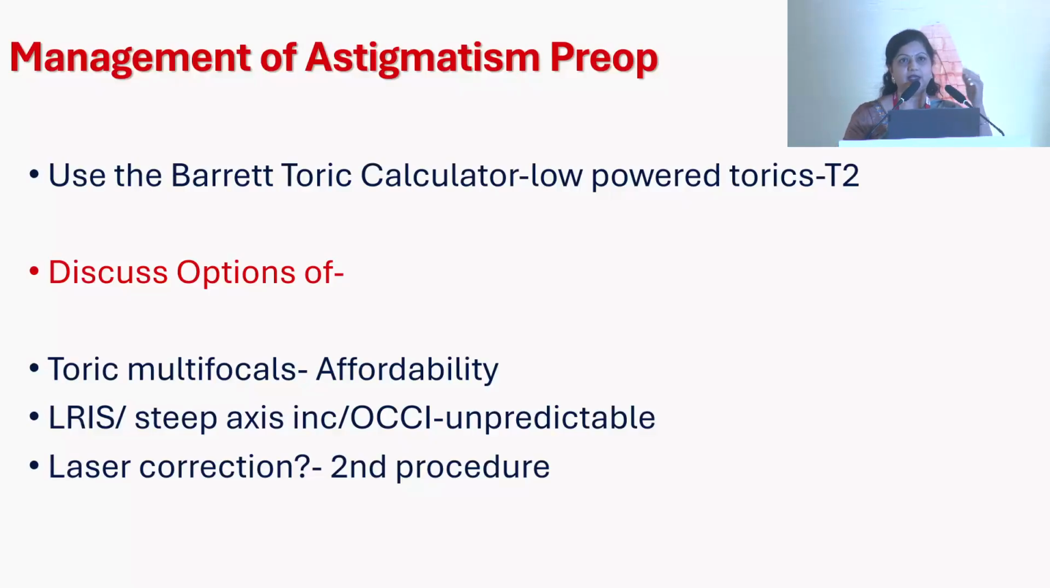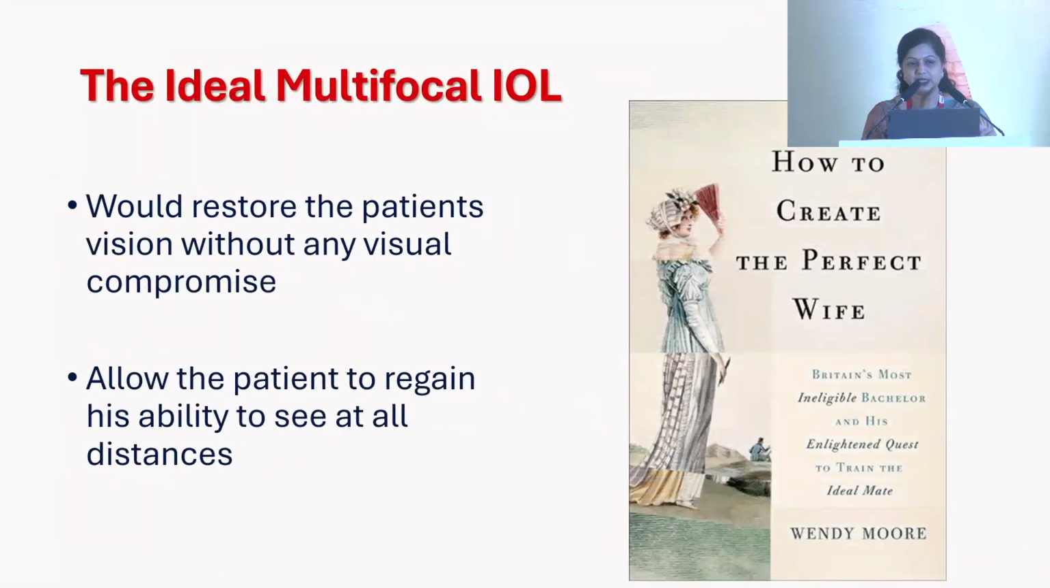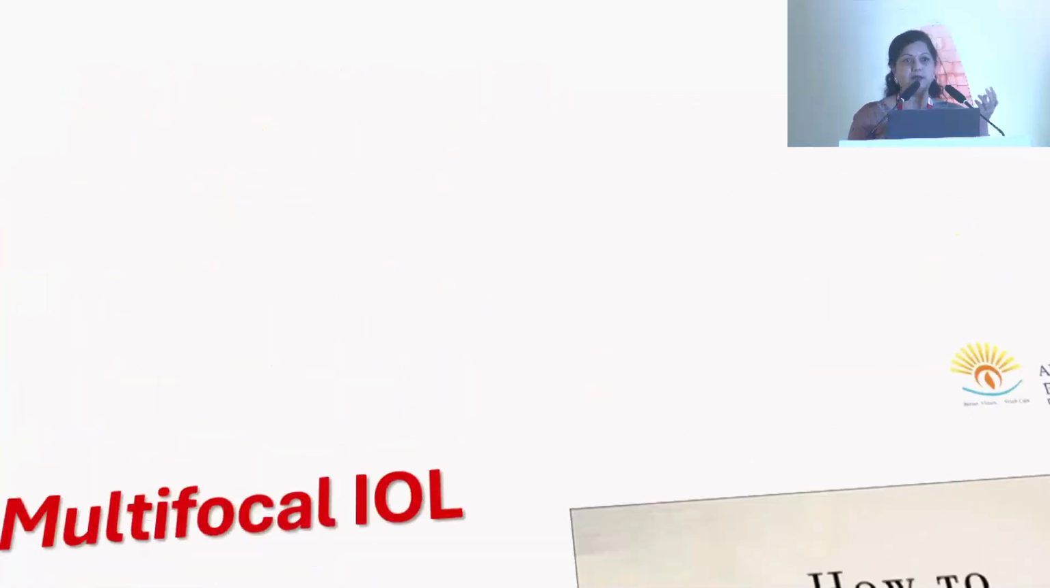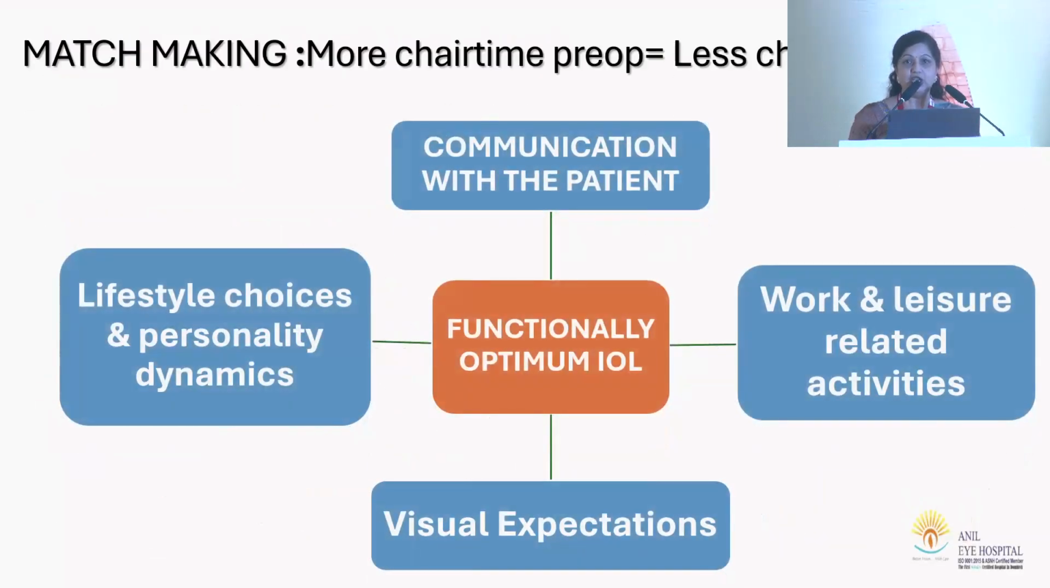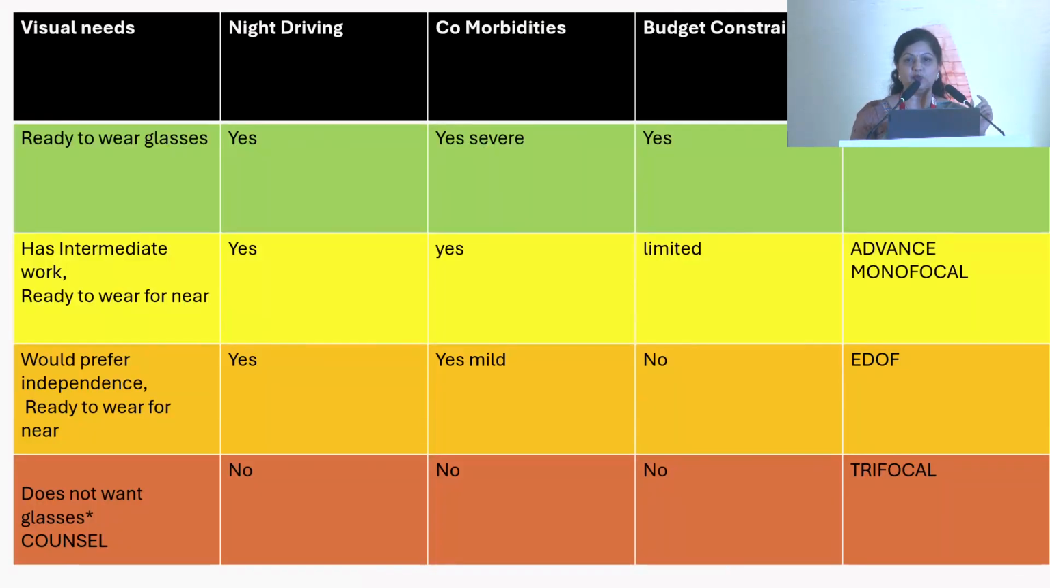So it's not just 1 diopter or 0.75 diopters. But remember that there is no ideal multifocal IOL. These are all IOLs that give us a different kind of vision at different distances. So which IOL is best for my patient? That is the biggest question. For that, you need to communicate with the patient regarding his lifestyle choices, what distance he wants, whether he desires spectacle independence, and then decide which is the functionally best IOL. This is basically a slide where we decide which lens suits the patient best.